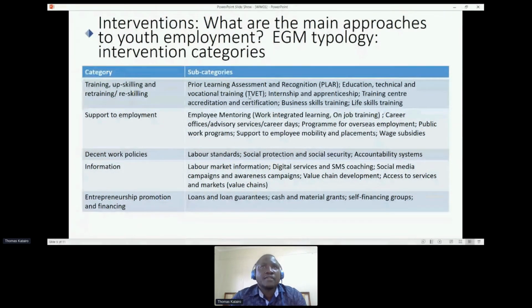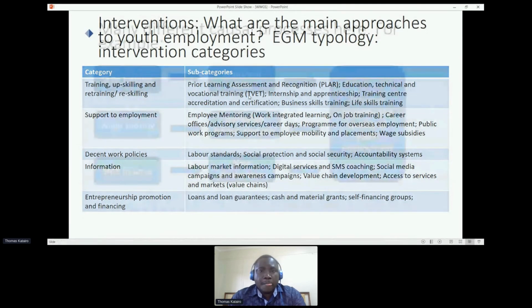Another subcategory, the main category we're looking at, is entrepreneurship promotion. As we realize, entrepreneurship helps people to go into self-employment. So in this case, we look at loans, guarantees, cash and material grants, and self-financing groups.